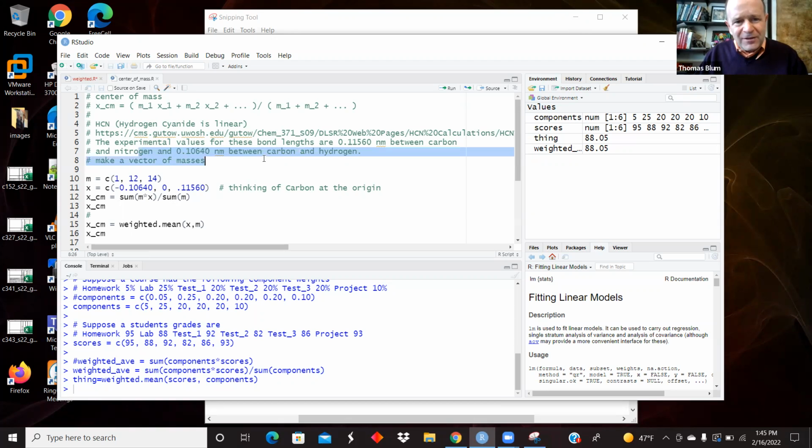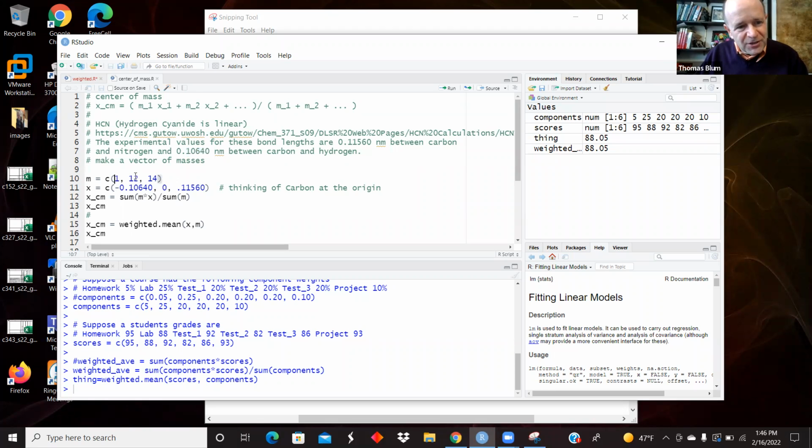And I looked up some values. I hope these are right. Here's the link to where I got the information. And they told me that the distance from the hydrogen to the carbon was this 115, and the distance from the carbon to the nitrogen was this 106. And then I imagined that the carbon was in the middle, so that was the zero.